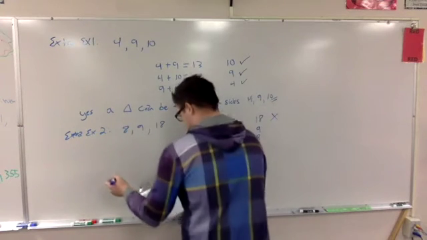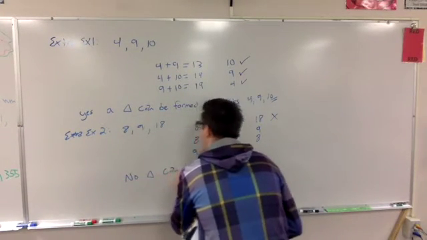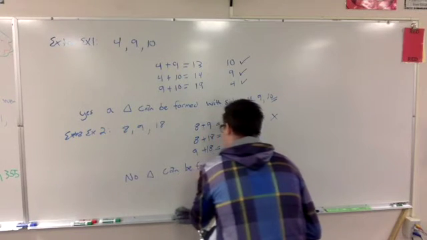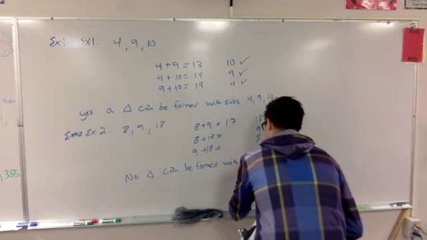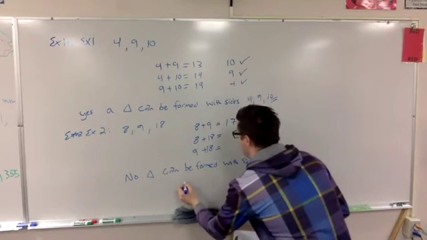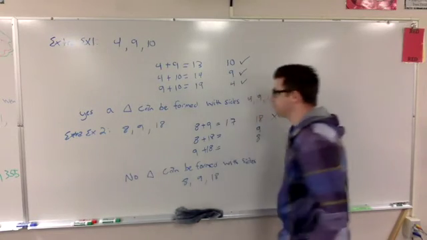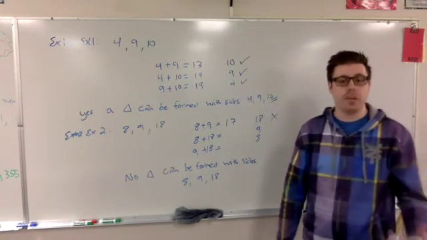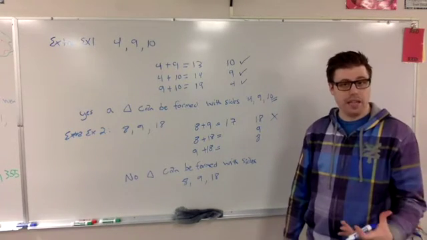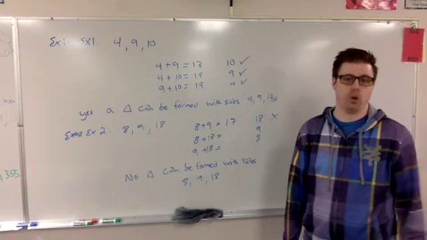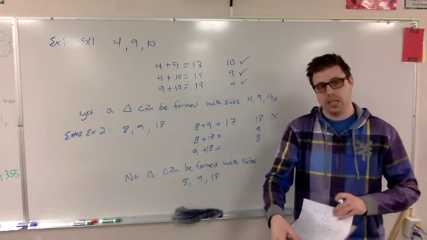So we conclude, no triangle can be formed with sides, what did we start with? 8, 9, and 18. The triangle inequality theorem, very valuable, a quick check to know if the sides you have will actually even form a triangle.